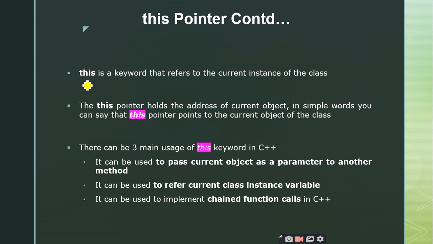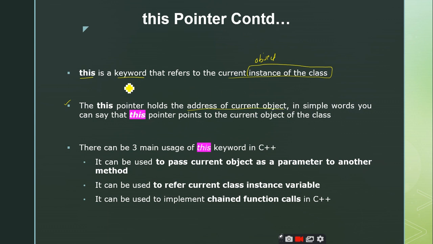Yes, sir. So this is nothing but a keyword that is used to refer to the current instance of a class. The current instance of a class is nothing but the current object, right? So if somebody asks what is an instance of a class, you can blindly say that an instance of a class is nothing but an object. So this is a keyword that refers to the current object, right? And since it is a pointer, it is capable of holding the address of the current object.